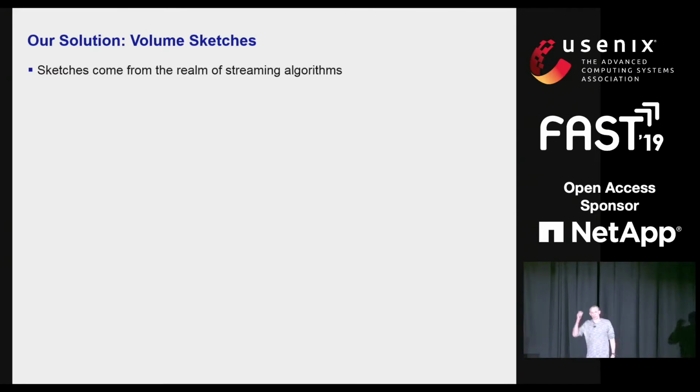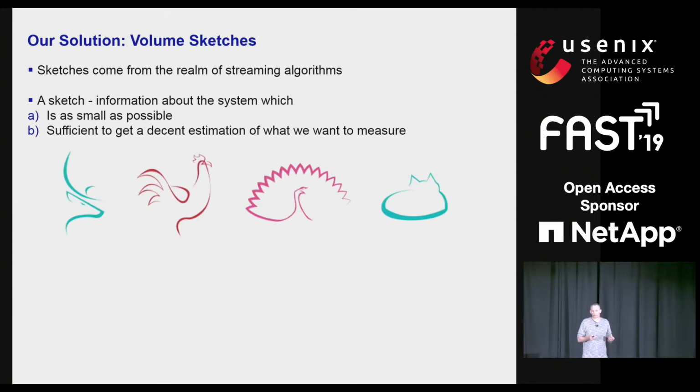Okay, so our solution. Volume sketches. And I'll say just a word about sketches. Sketches are techniques that come from the realm of streaming algorithms. And basically, a sketch is like a sketch in drawing. What we're trying to do is capture very little information about the system, as little as we can, but still not lose the essence of what we're trying to see. Okay, so we're trying to compute these metrics about capacity. We want minimal information that will give us good estimates on what's happening there. That's a sketch.